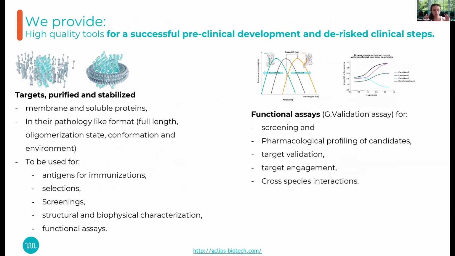So what we provide is the target that can be either in our G-mixes, in a bicelle form, or in a nanodisc with a lipidic bilayer, stabilized in a specific state, oligomeric or monomeric, in a specific conformation and in a specific environment. And those can be used by our clients and partners as antigen for immunization, for selections, for screening, and for biophysical and functional studies.